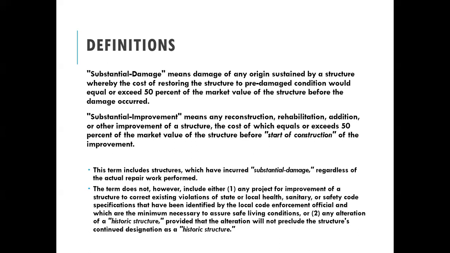There are some exclusions to this. Any project for improvement of a structure to correct an existing violation of state or health codes or something like that, as long as it's been identified and documented by that community official before that happened. So then that could be excluded. And any alteration to a historic structure, provided that it's not going to preclude it from being included as a historic structure. And so all of this information and further details can be found in the substantial improvement and damage desk reference. So if you're not sure about the rules, it's very detailed on what all needs to be included or excluded as far as costs, like these two exclusions.